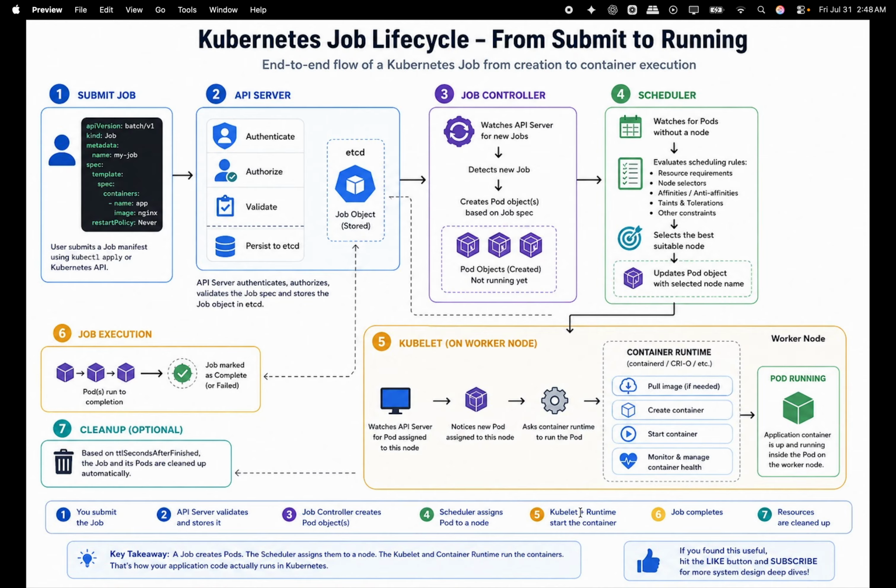Today I'm going to walk you through what exactly happens behind the scenes when you create a Kubernetes job. When you submit a Kubernetes job, whether you use kubectl apply or call the Kubernetes API directly, the request first lands on the API server. The API server authenticates, authorizes, and validates the job specification and stores the job object in etcd. So at this moment, the job object is actually created, but it is not running yet.